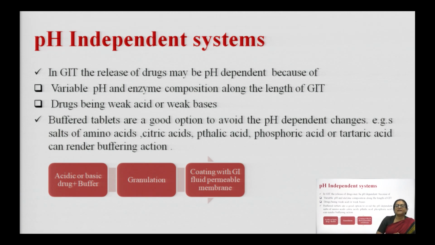Next, we have pH independent system, another important approach, because our gastrointestinal tract has several limitations for drug release. The tract exhibits a great variability in pH and enzyme composition along its entire length, due to which the drug release from a dosage form is variable along the length of the GIT. Moreover, the drugs are weak acids or weak bases. So, their ionization will depend upon the pH, their solubilization will depend upon the pH.